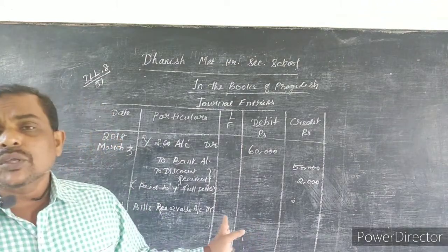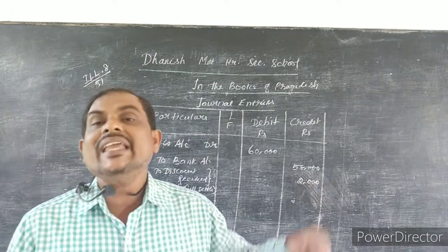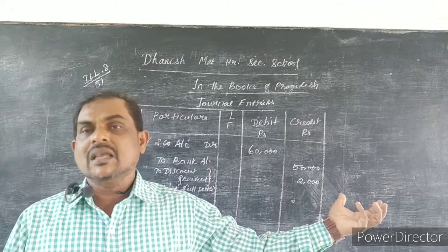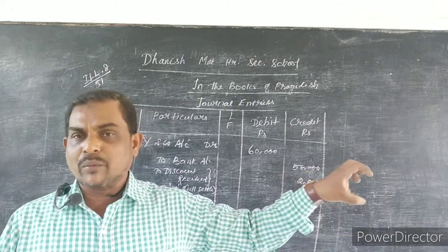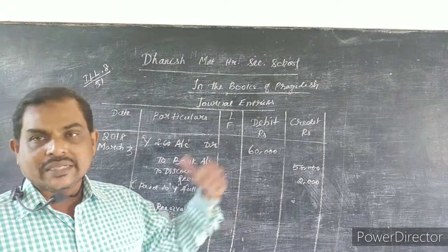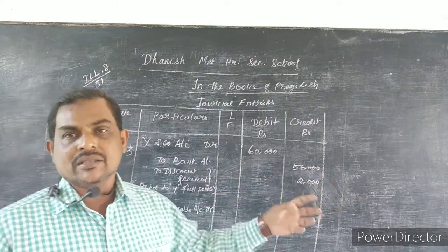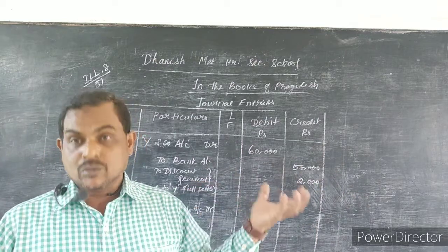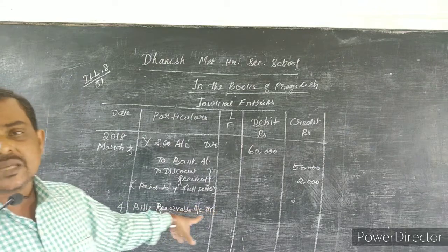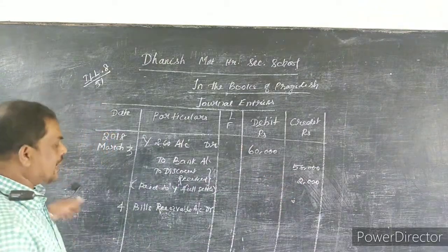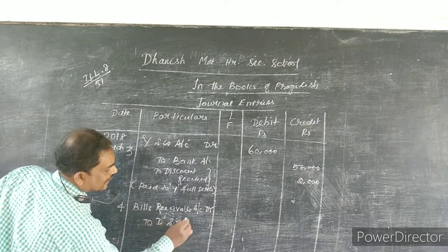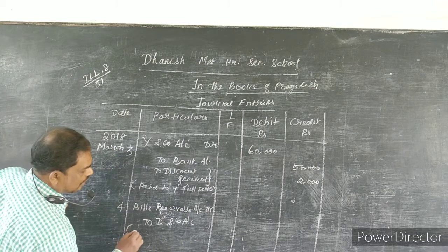Who accepted to give this amount? Mr. D. I sold the goods to D only. So D accepted, yes, I will pay this amount. It means this amount I am going to receive from D through the bill. So I sent a bill first, he accepted the bill, which means that amount is going to be received by me. That is why I put bills receivable account debit. This bill is accepted by whom? Mr. D. So, to D and company.